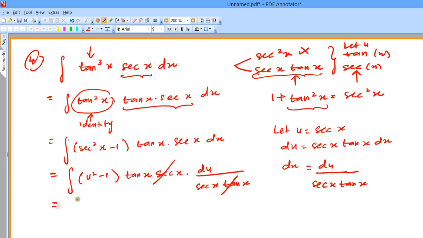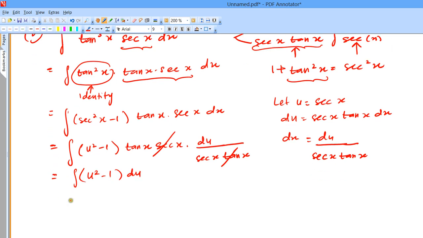So we have integrate u square minus 1 du. Now we can integrate, equal to u cube over 3 minus u plus c, or we substitute u with secant x. So secant cube x over 3 minus secant x plus c.